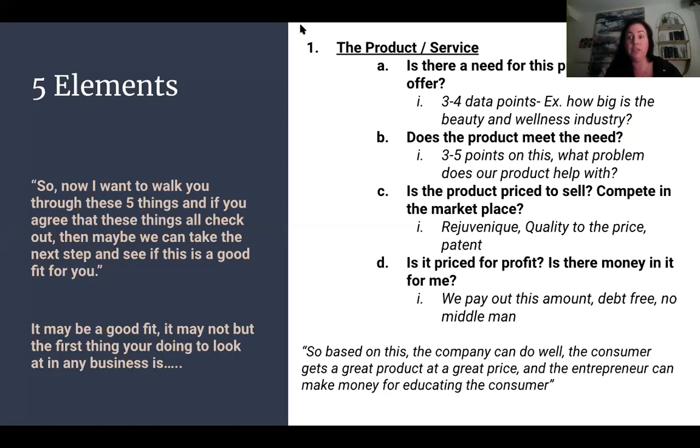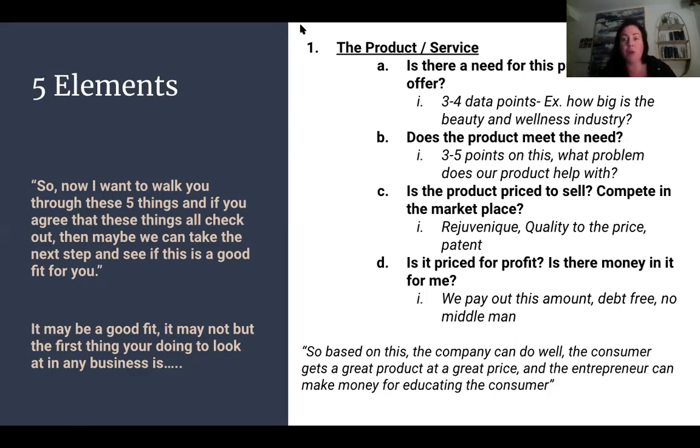Is there a need for this product that they offer? You're going to lay out maybe 3 to 4 points on that. How big is the beauty and wellness industry? It's a $716.6 billion industry. We offer hair, skin, and nails. We know everybody washes their hair and face. It's a pretty consumable product. We know that it's a need. We need this product. Does this product meet the need? Yes, we just went through that.